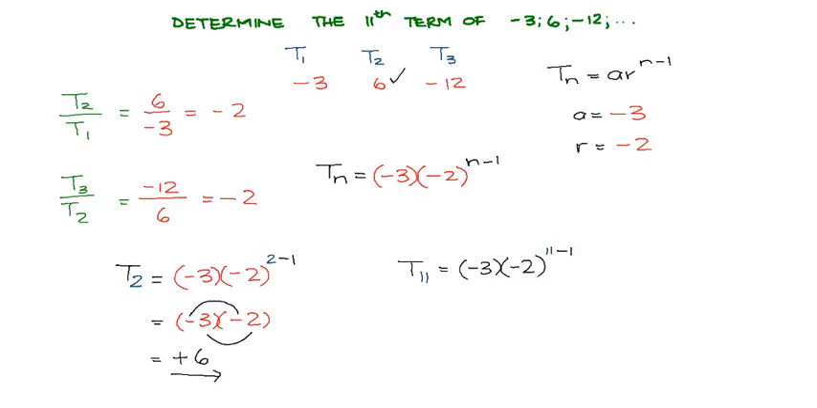Okay, so here we go. Doing the exact same thing as we did previously. We're going to sort out the exponents first. So it's still going to be -3 multiplied by -2, to the power of 11 minus 1, which is 10.